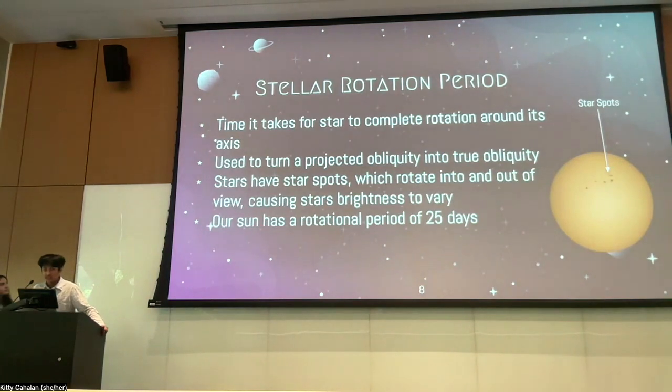To calculate a true obliquity from a projected obliquity, one thing we need is a stellar rotation period. This is the time it takes for a star to complete one rotation around its axis. Stars have star spots that appear on their surface, and as the star rotates, these star spots rotate into and out of our view. This causes the star's brightness to vary, and we can measure this change in the brightness to calculate the rotation period of the star. For instance, our sun has a stellar rotation period of 25 days.